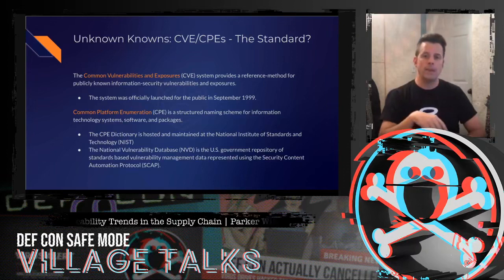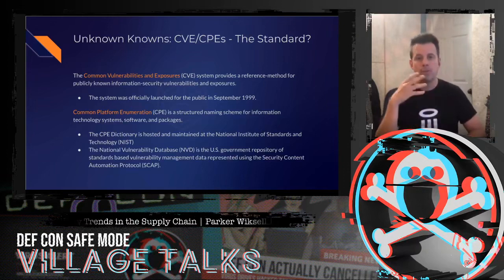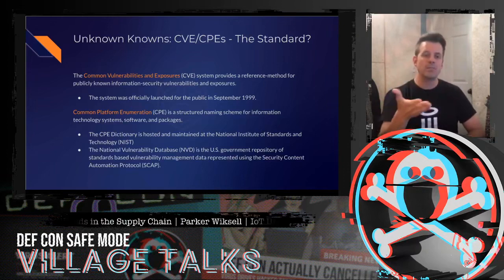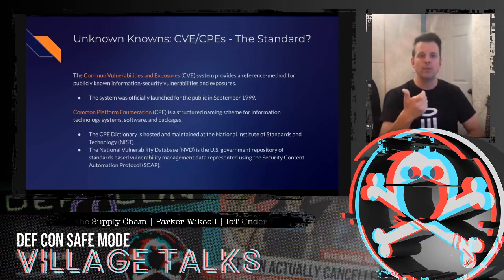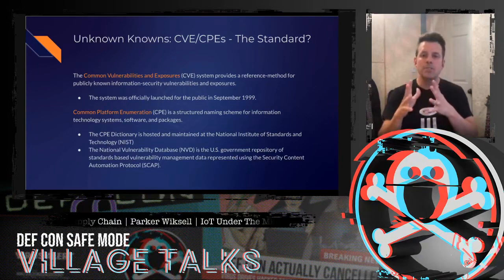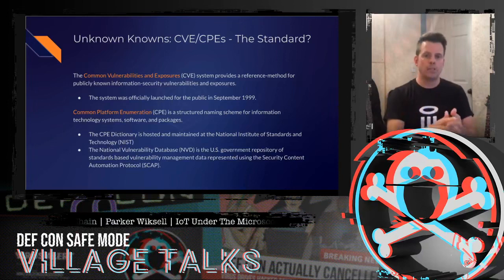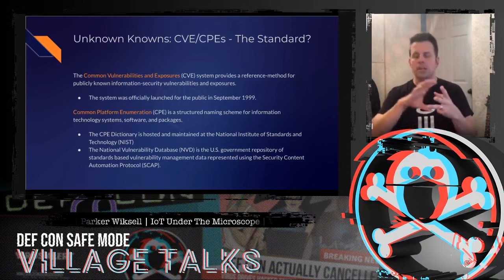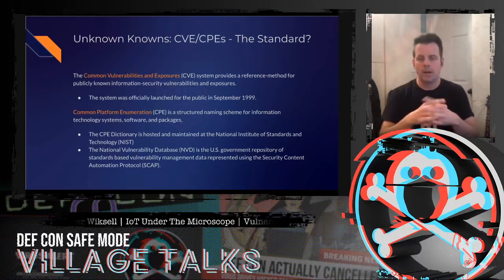As well, we have a National Vulnerability Database with the U.S. government that keeps track of CPEs, or common platform enumeration. So this is a structured naming scheme for naming products, okay? This is systems, software, software packages, et cetera.